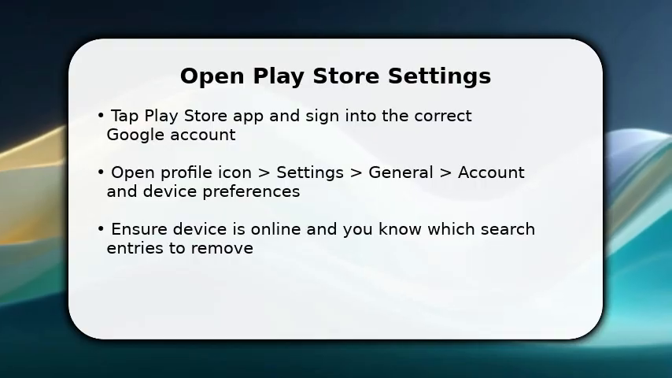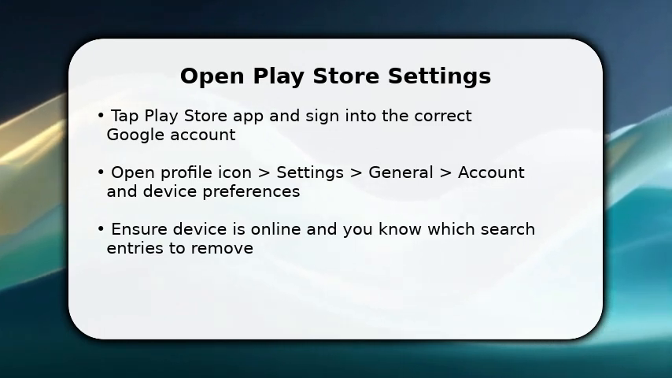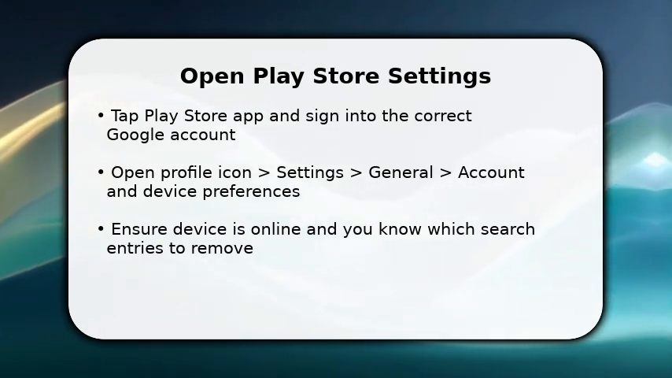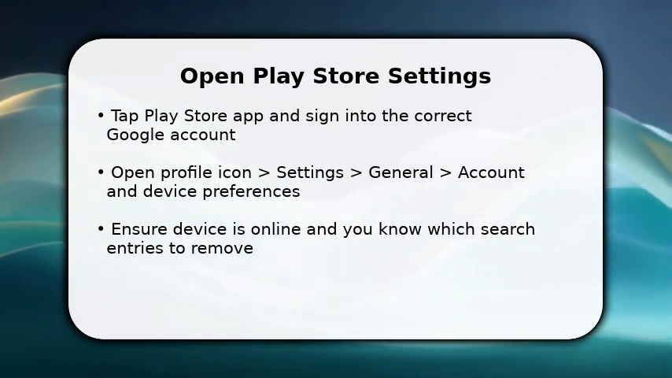You start by opening the Play Store with the Google account that stores the search history. This matters because history is tied to the account. Once the app is open, tap your profile icon, then choose Settings.